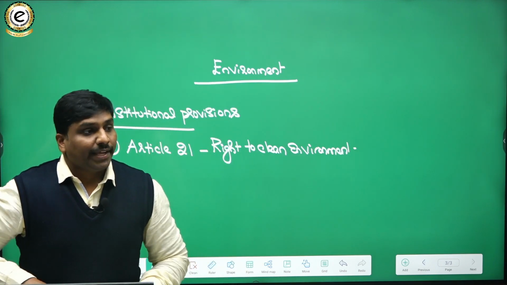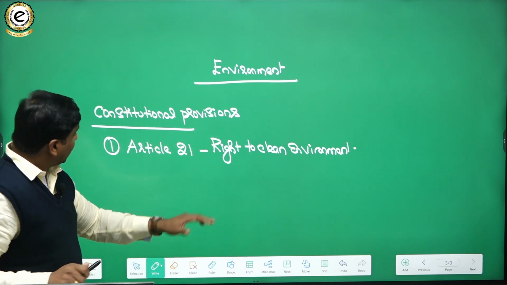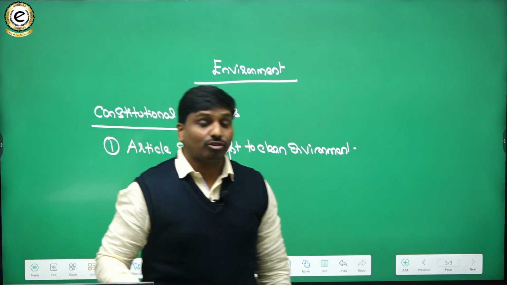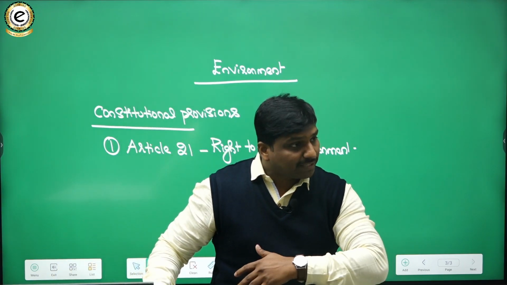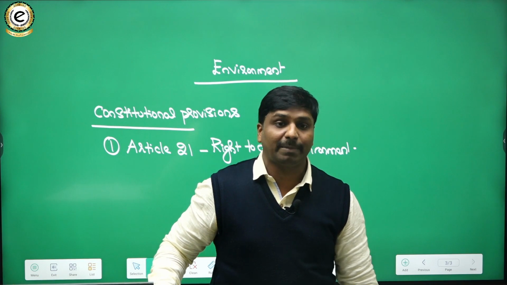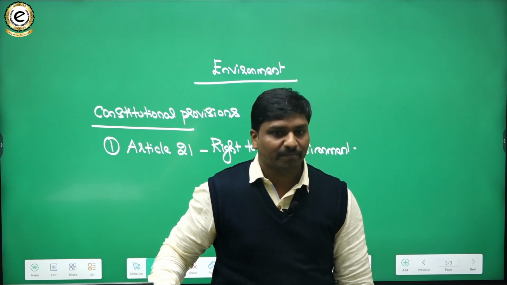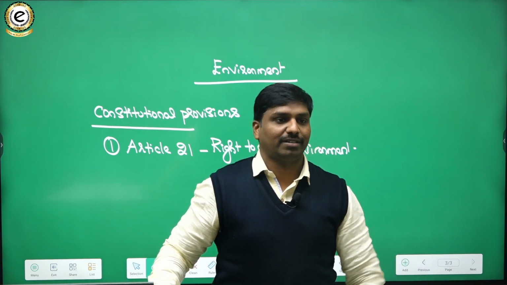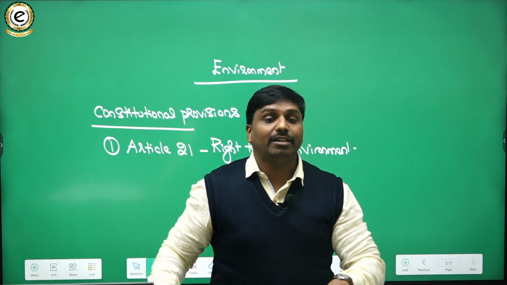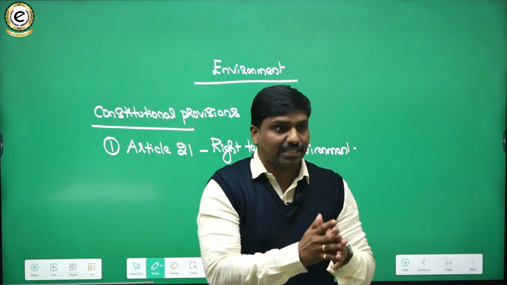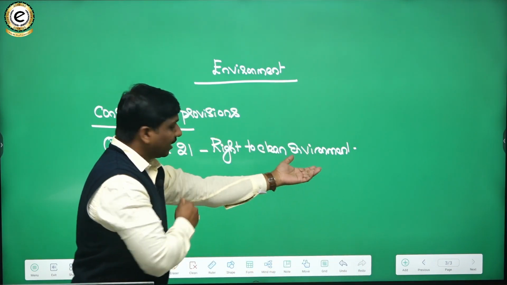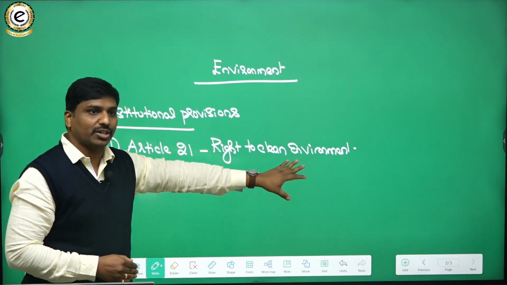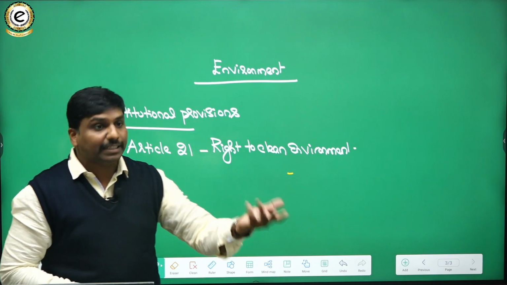And then, here it can be asked like this: is the right to clean environment explicitly mentioned, an explicit fundamental right? Is this true? Yes, it is implicitly mentioned. That means it is implicit under Article 21. So you have to be clear with such things. The right to clean environment is part and parcel of Article 21, but it is implicitly mentioned because it has been interpreted by the Supreme Court.